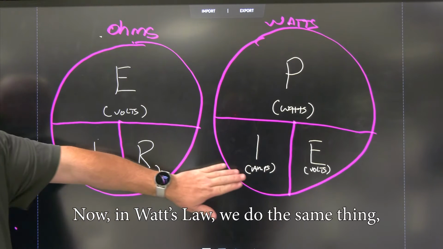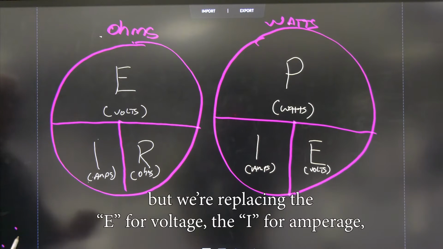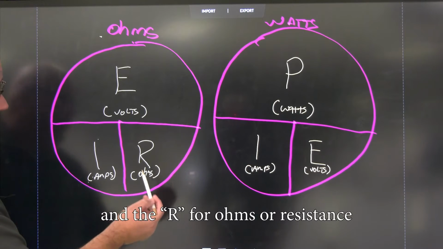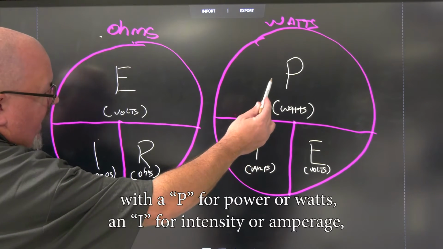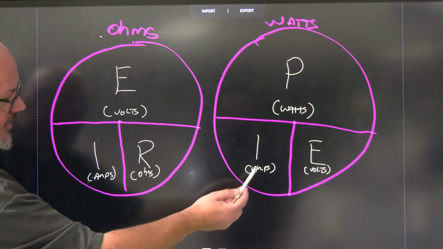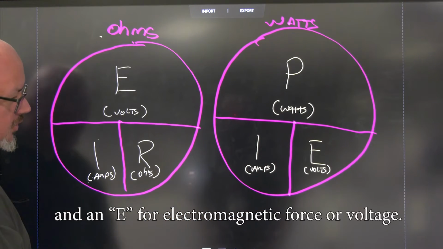Now, in Watt's Law, we do the same thing, but we're replacing the E for voltage, the I for amperage, and the R for ohms, or resistance, with a P for power, or watts, an I for intensity, or amperage, and an E for electromotive force, or voltage.